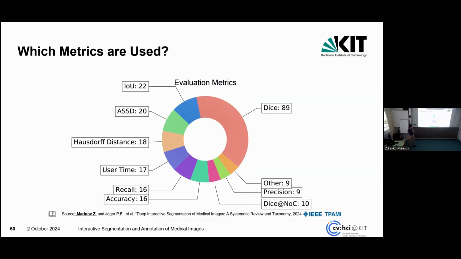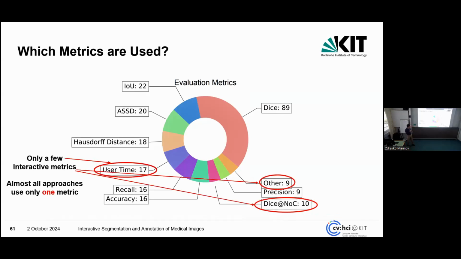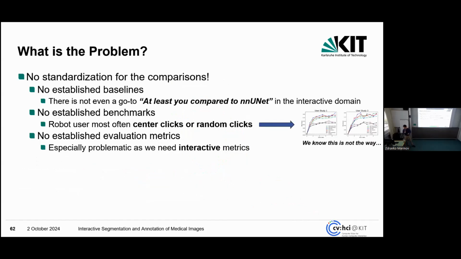Another concerning thing is the evaluation metrics which people use. It's quite scattered, it's not really established in any way. But the most concerning thing is that we're talking about interactive segmentation, and interactive metrics are really underrepresented here. For example, very few works are reporting how much time it takes during the interaction process, or for example, the dice score at a certain number of clicks or other. The most represented one is just the dice score, and that's really not going too far into the interactive domain.